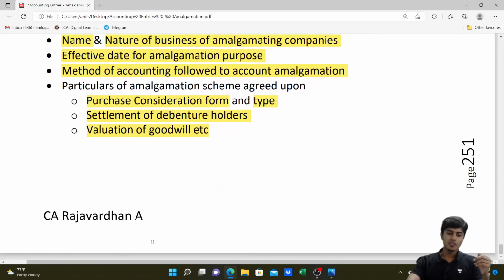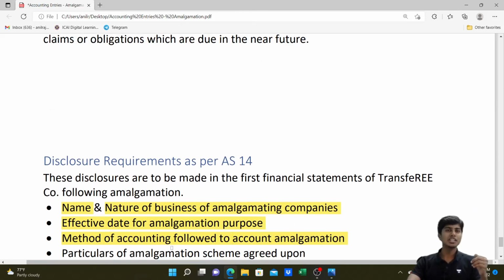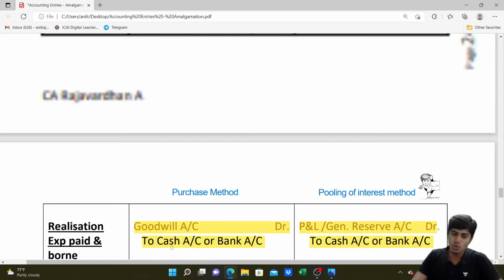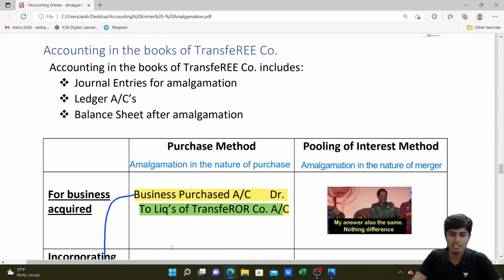And after this, we have to prepare the balance sheet of the transferee company after amalgamation, considering all these entries that we passed. Got that? This is the theoretical understanding that one should have to go ahead and prepare problems on amalgamation. Now I'll show you all of what we've discussed at a glance so that you can take a quick note, or pause it and take a screenshot or update it in your notes.